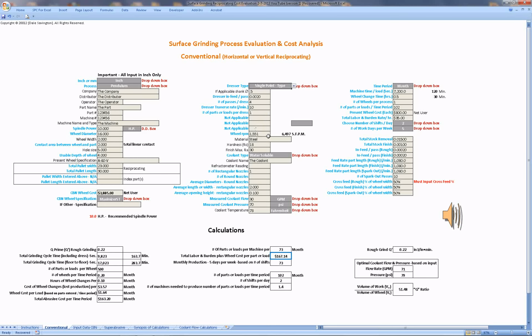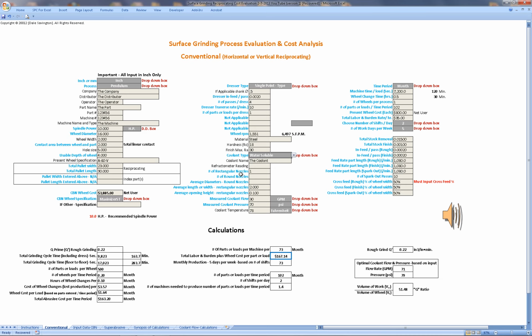Again, we've done the RPM at 1551, which is 6497 surface feet. The coolant type, also critical, is oil, water soluble, or synthetic. In this case, we've chosen water soluble oil.